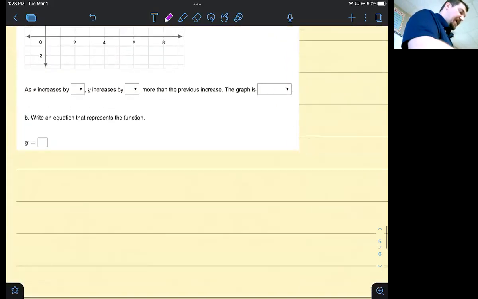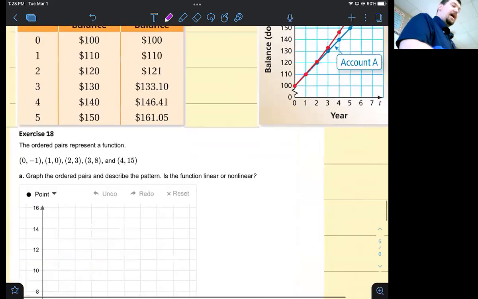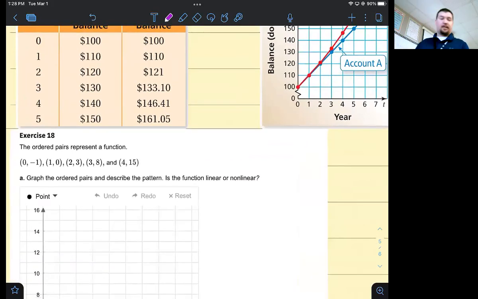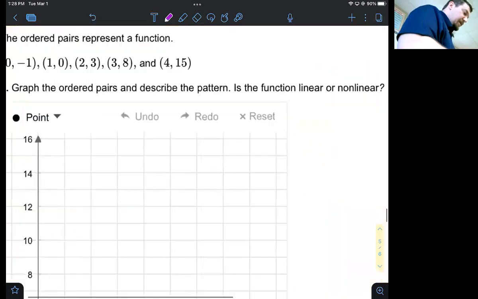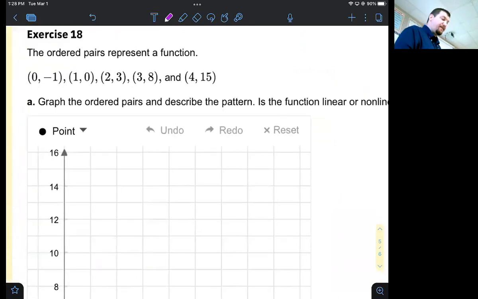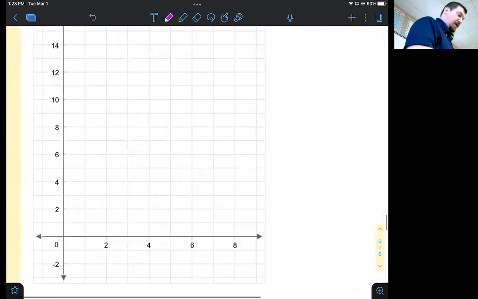All right, I've got a question from our homework in here. We can look at number 18 and then I'll pass back your quizzes. We get out at 40, I believe, right? Yes, okay. So number 18 in the homework says the ordered pairs represent a function: (0, -1), (1, 0), (2, 3), (3, 8), and (4, 15). Go ahead and plot them, even right now in the notes.